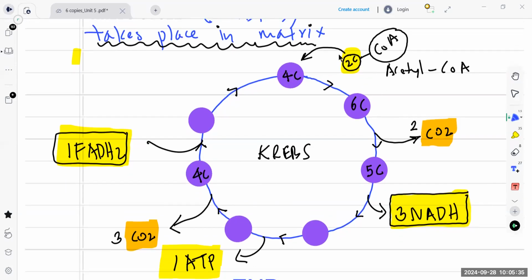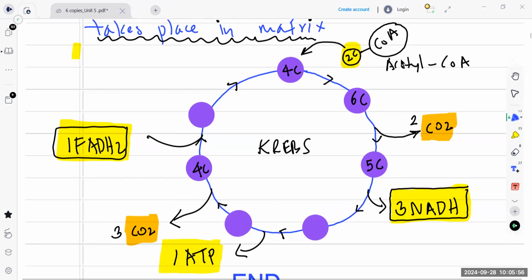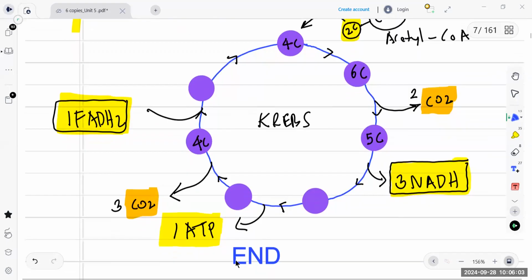Okay, Krebs cycle again. Acetyl-CoA donates the acetyl group, and the Krebs cycle has a 4-carbon compound that makes a 6-carbon compound and goes back into 4 carbons again. So the glucose molecule is now completely oxidized in the Krebs cycle. Now we're going to end this process and summarize how many molecules are formed in the complete oxidation of a glucose molecule.